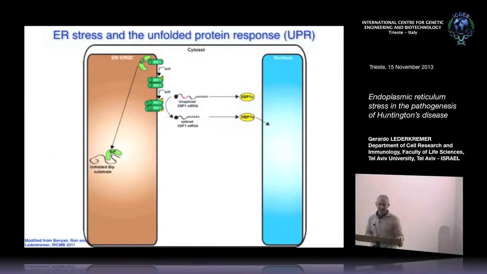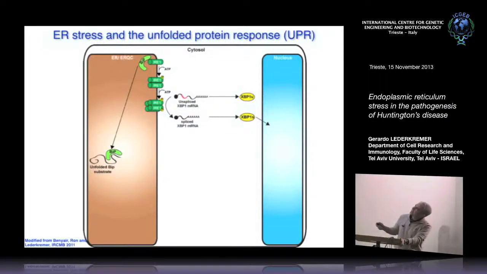A little bit more about the UPR. So does this inhibit ERAD? Does this cause ER stress and induction of the UPR? A little bit more about the UPR. In mammalian cells, you have three branches of the UPR.